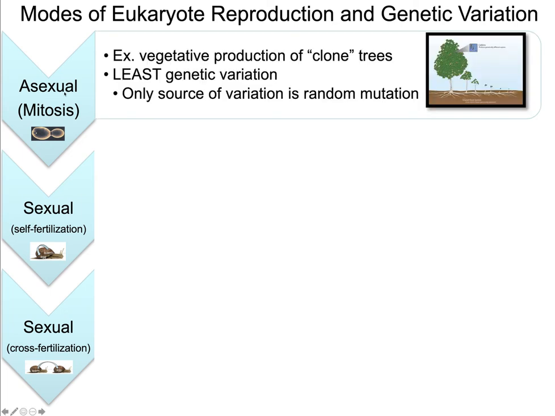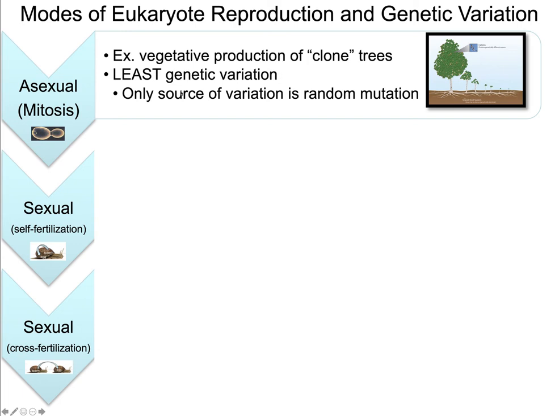Okay, so let's look at how those different types of reproduction affect genetic variation. An example of asexual reproduction might be vegetative reproduction like we see in clonal trees. You have this aspen tree like we talked about in the previous lectures, where it produces a bunch of genetic copies of itself through asexual reproduction, and this is called vegetative reproduction. So this creates the least amount of genetic variation in the population and genetic variation in offspring.